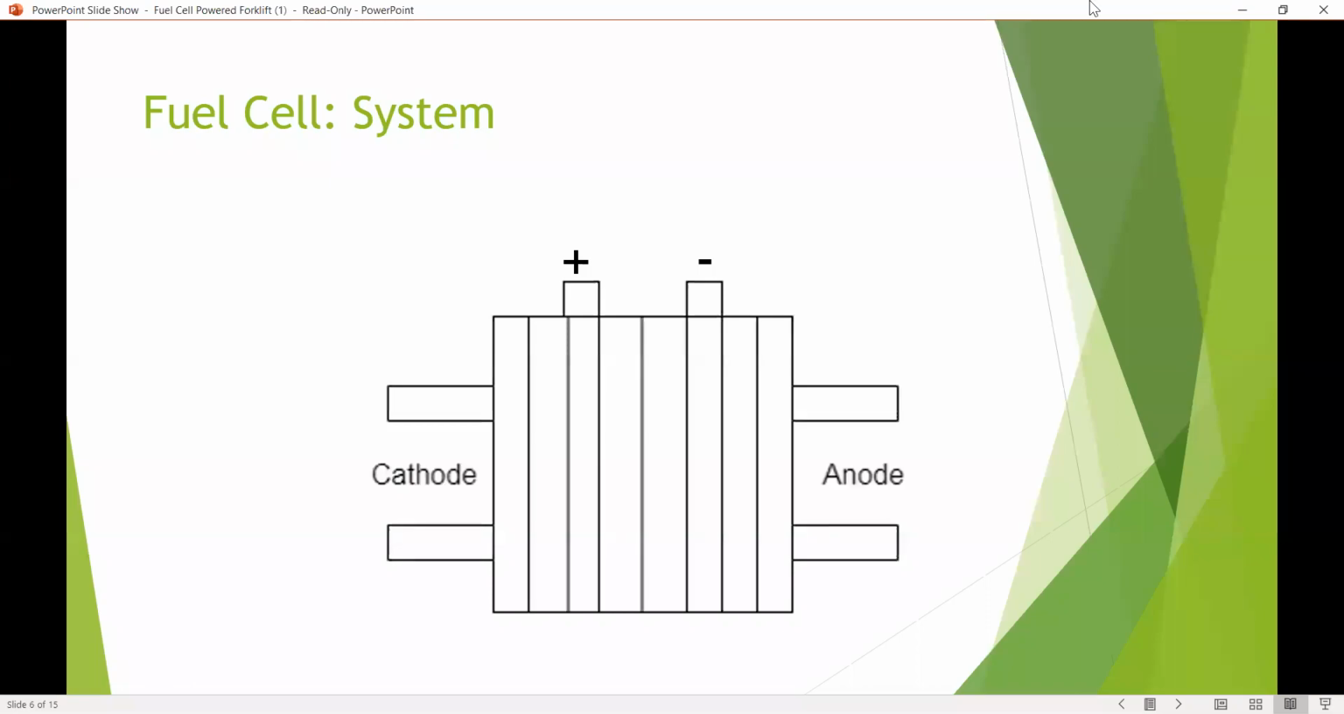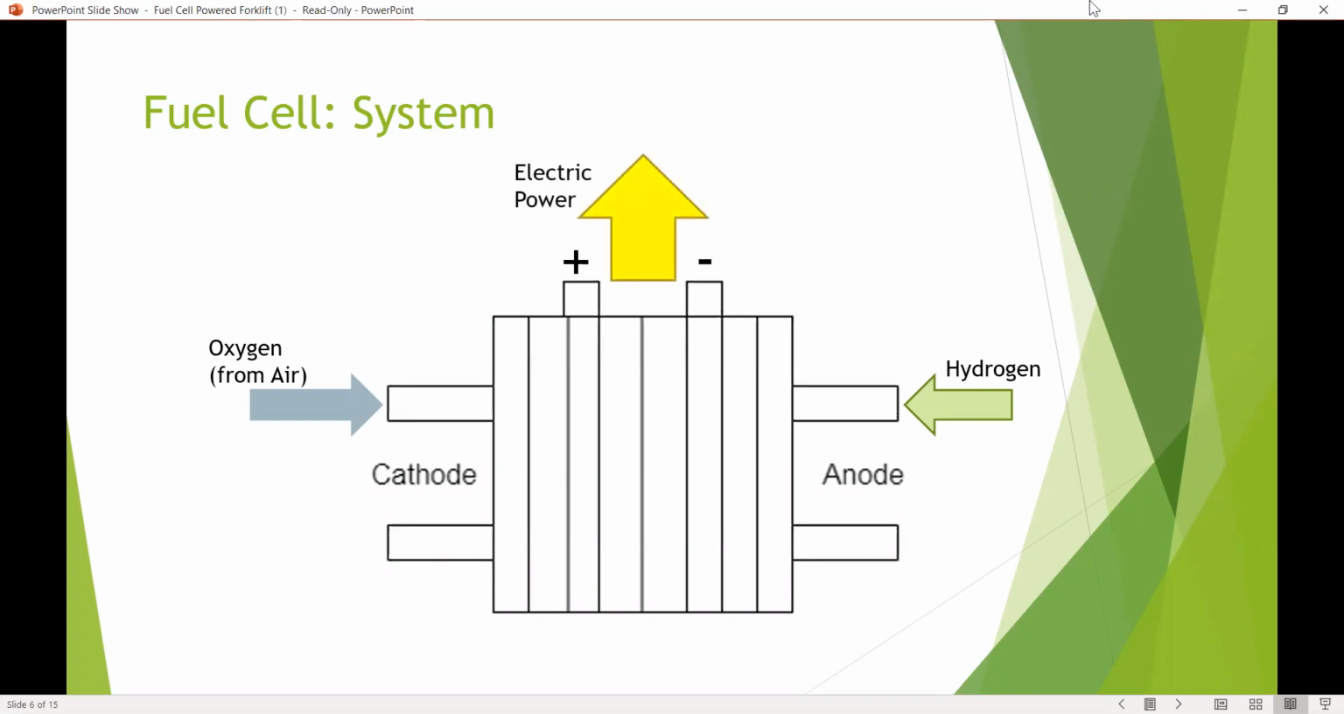Here we have a basic overview of the fuel cell system. Hydrogen is delivered at the anode. Oxygen from the air is delivered into the cathode, and they react within the fuel cell to produce electric power. The products are excess oxygen and water vapor, and on the anode side, excess hydrogen.